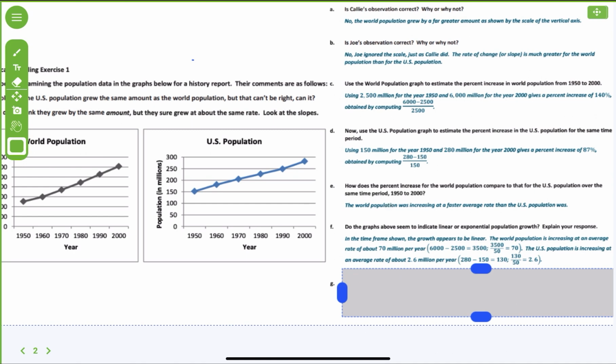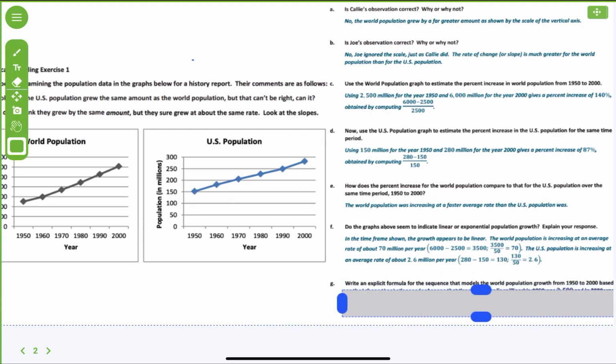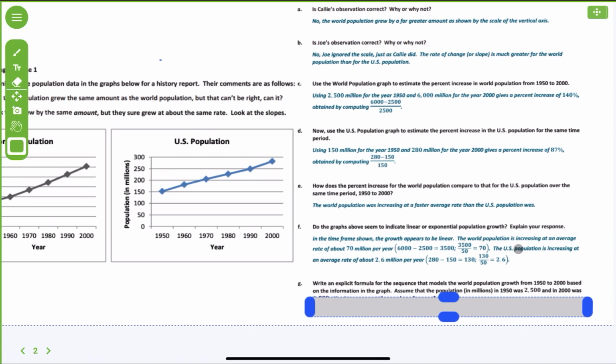So what we would say is those would look something like, well, let's look at, I'm getting ahead of myself here. G says, write an explicit formula for the sequence that models the world population growth from 1950 to 2000 based on the information in the graph, and assume that the population in millions in 1950 was 2,500 million, and in 2000 it was 6,000. Use T to represent the number of years after 1950. So 1960 would be, T would represent 10, is what that's saying there.